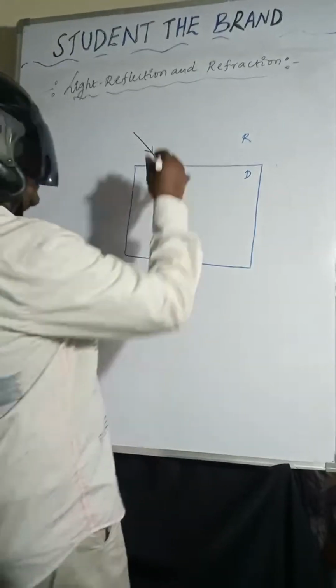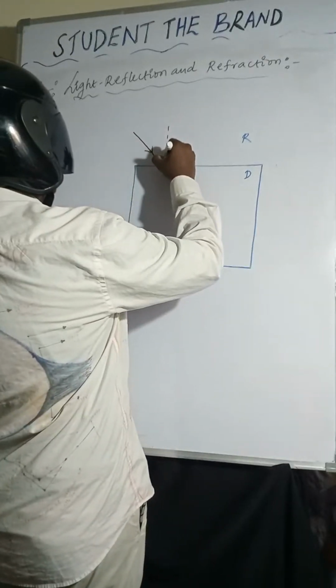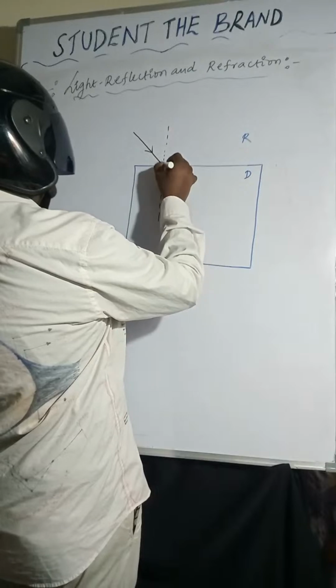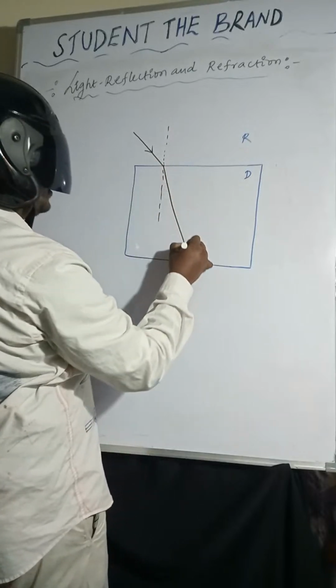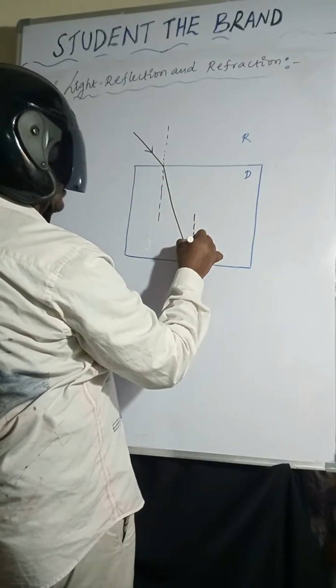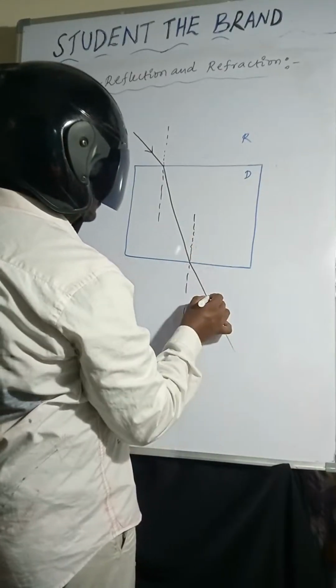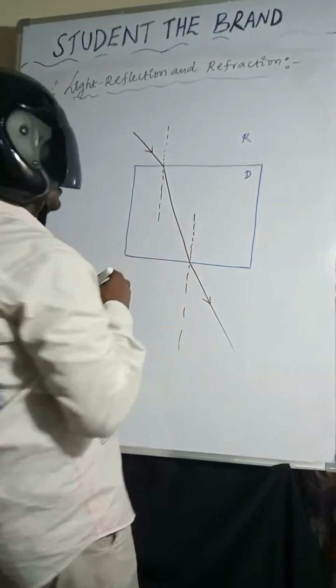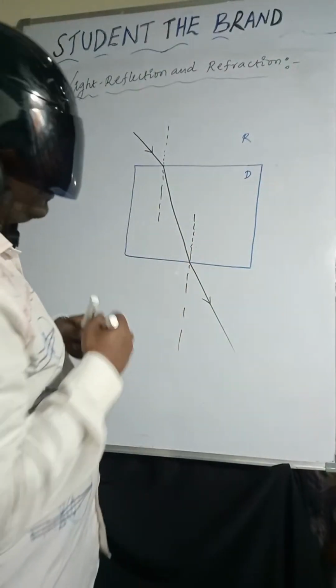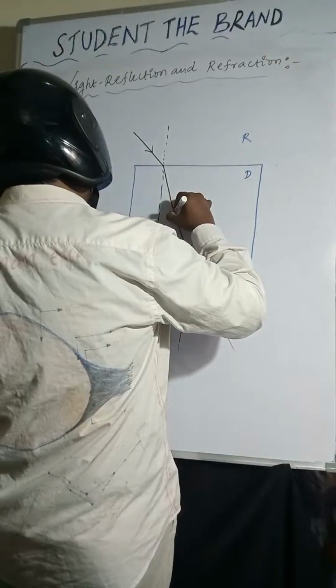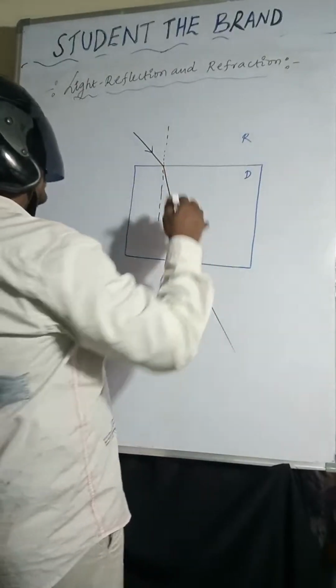Light ray is passing from rarer to denser. So normally what happens? It refracts through it. And now here you can observe the incident ray, refracted ray, and normal line.